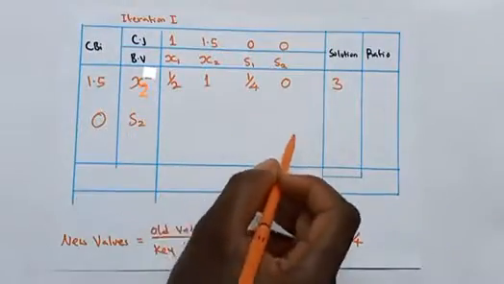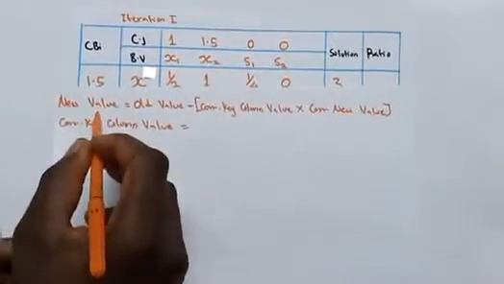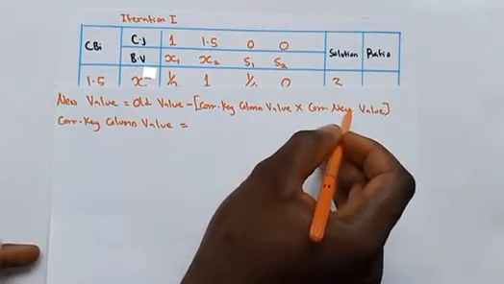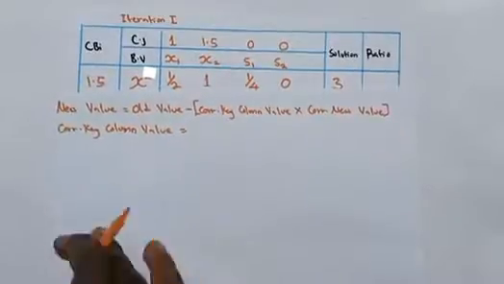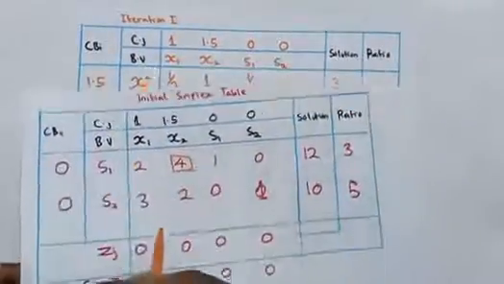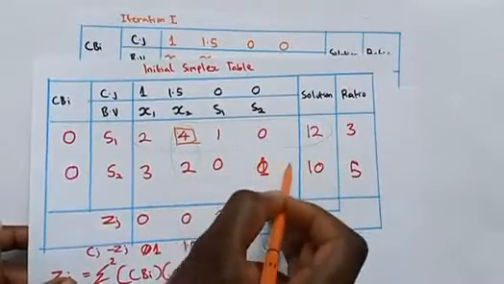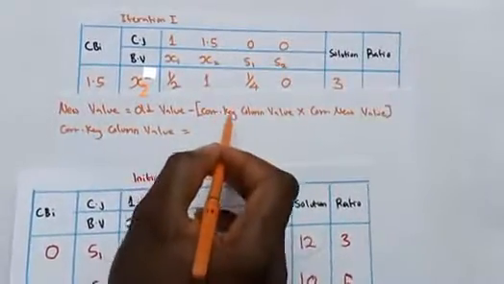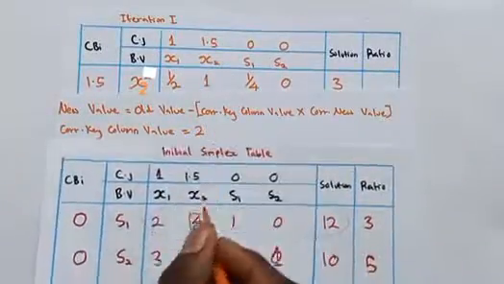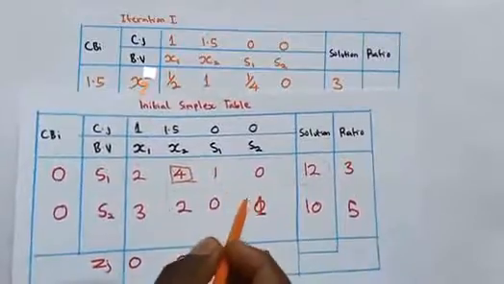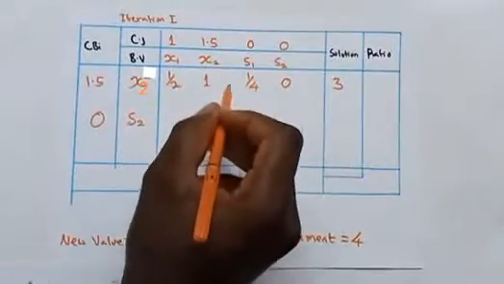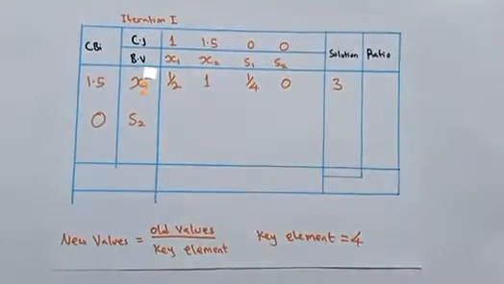To get the new values for the other row, we use this formula. New value is equal to old value minus corresponding key column value multiplied by corresponding new value. Let me explain this formula. The old values, from your initial simplex table for that row, are 3, 2, 0, 1, and 10. The corresponding key column value for this row is 2, so multiply by 2, and then by the corresponding new values, which are 1 over 2, 1, 1 over 4, 0, and 3.